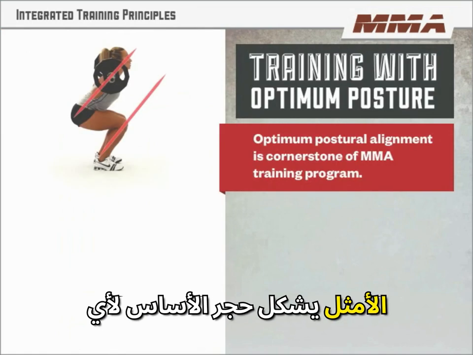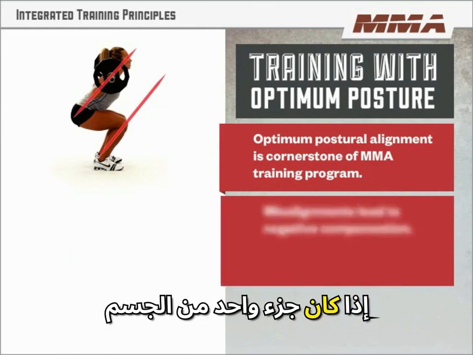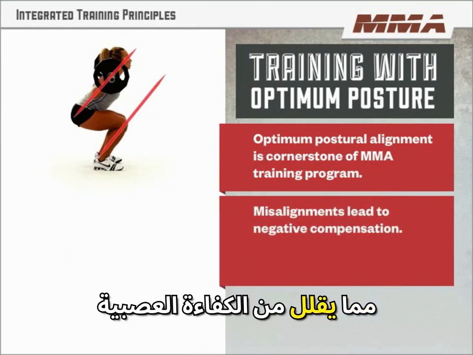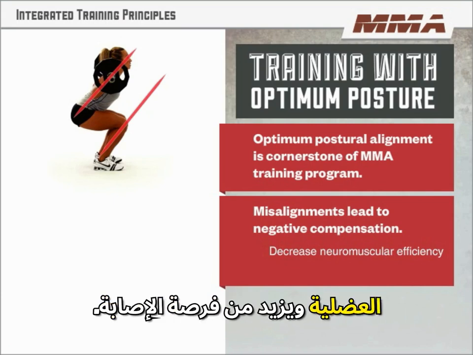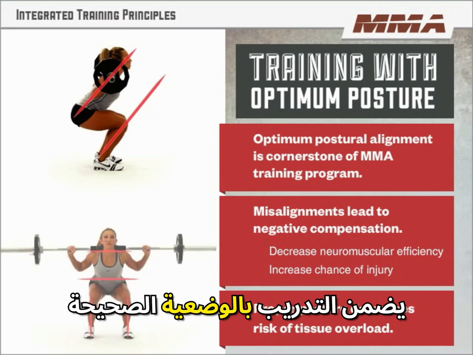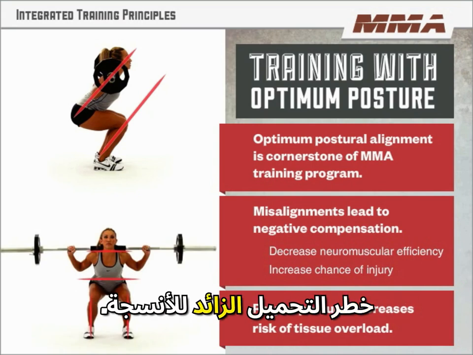Maintaining optimum postural alignment is a cornerstone to any MMA training program. If one segment of the body is out of alignment, other segments must compensate, which decreases neuromuscular efficiency and increases the chance of injury. Training with proper posture ensures optimum results and decreases the risk of tissue overload.